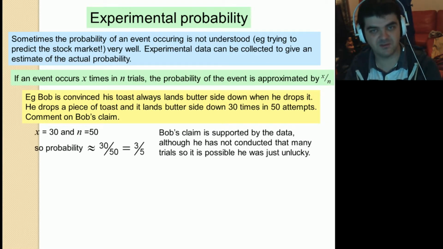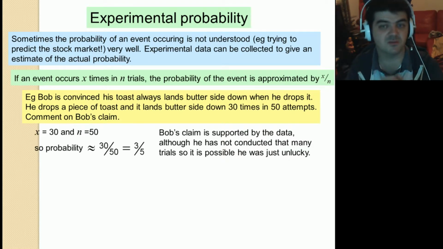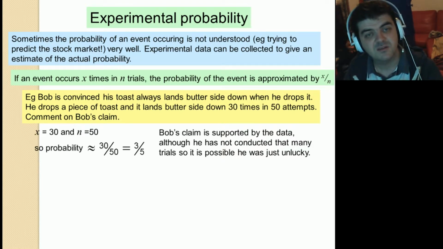It's 3 over 5. Bob's claim is supported by the data, although he has not conducted that many trials, so it's possible he was just unlucky. And that's exactly what you'd say.